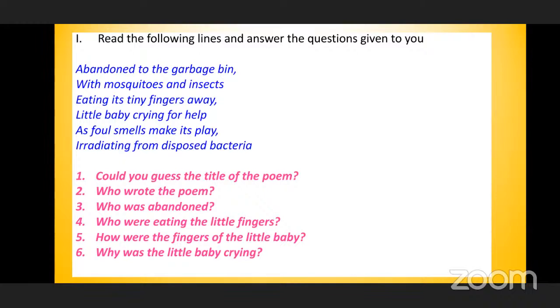Now we read the poem, now let us reflect. Abandoned to the garbage bin with mosquitoes and insects. So the baby is left in the garbage bin. Mosquitoes and insects are eating its little fingers away, and the baby is crying for help, and the bad smell is coming out over there. A lot of exposure to that bacteria, because of the unwanted material over there. Because of that, a lot of bad smell is coming out of that garbage bin. So this is what the stanza means. Now, could you guess the title of the poem?